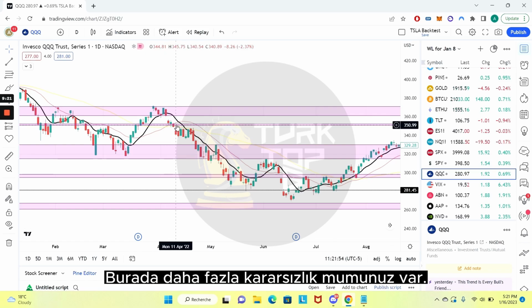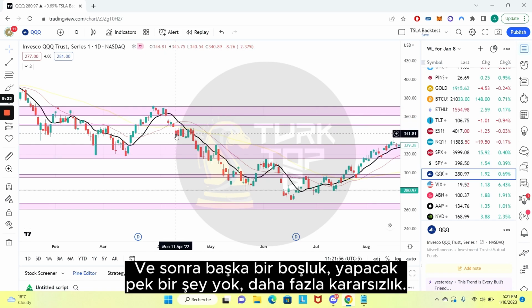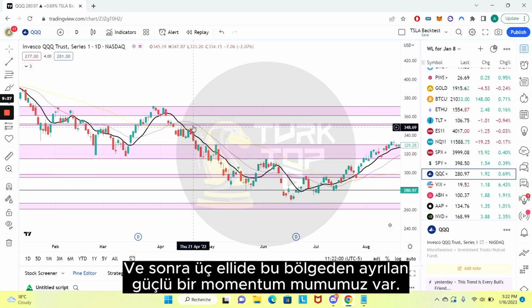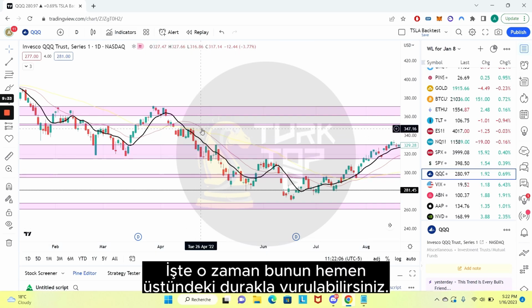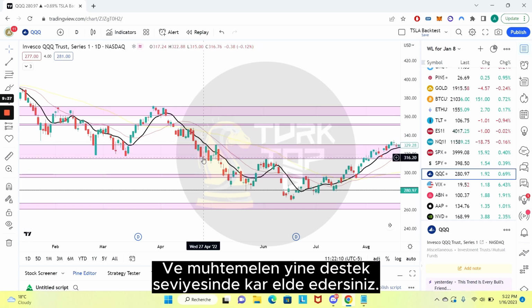You have more indecision candles here. And then another gap down, not much to do, more indecision. And then we have a strong momentum candle leaving away from this zone at 350. That's when you can get short with a stop right above this. And you would probably take profits at the support level again.